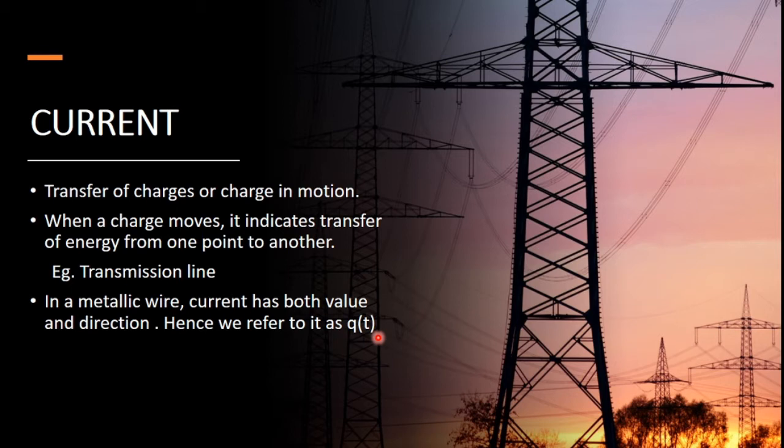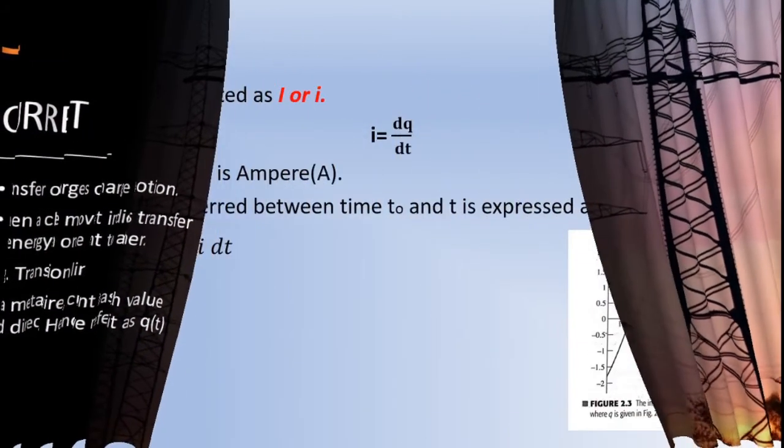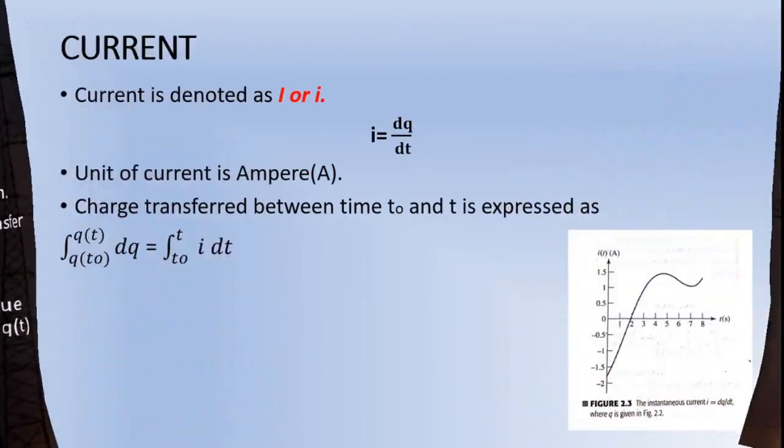So current is nothing but when charges move from one place to another. When charges are in motion, that is what we call a current. And current has direction: what is the starting point from where I get my current and where it reaches. So a current has two values. It has a magnitude, some 3, 4, 5 like that, 3 amps, 4 amps, and it has a direction also. And since this varies with respect to time, it is represented as q of t. So I think the basics of current would be clear.